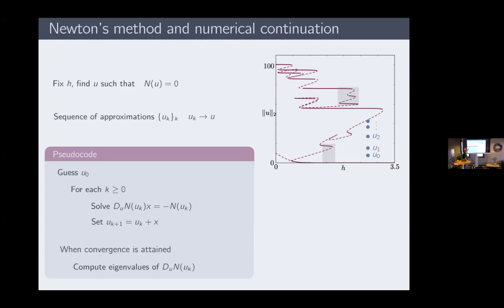So at each step, what do you do? You solve a problem AX equals B, in which A is known and B is known. And then once you have X, you add it to your past iterate to get the next iterate. Once you obtain a point, so now I am bang on the line here, I need to decide whether this is stable or unstable. So what will I do now? I will now compute the eigenvalues of the Jacobian matrix at the solution that I get.